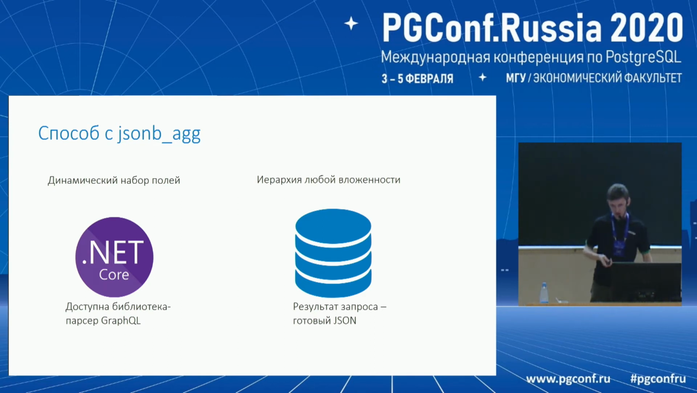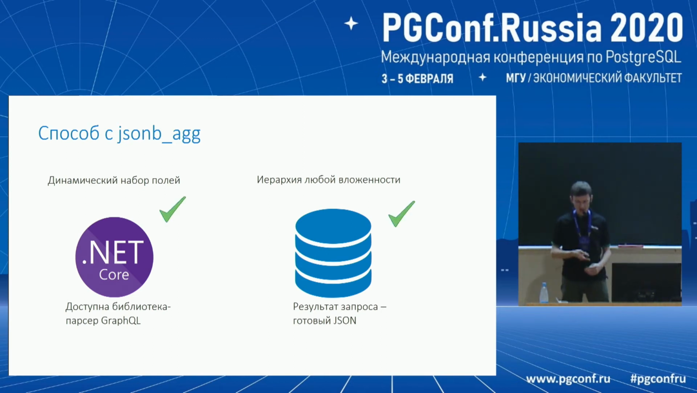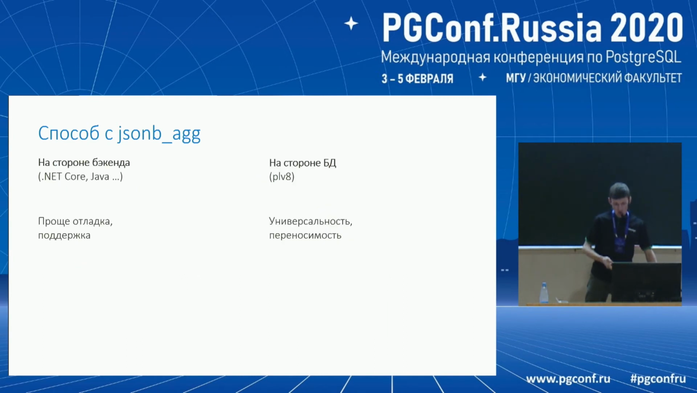Secondly, because Postgres is a universal DBMS, it returns flat tables, so there is no need to represent them as objects, because we already have available data, we give it to the client, and we're happy. So this way can be implemented on back end, but we can also do it in the database on plv8. Each option has its benefits.